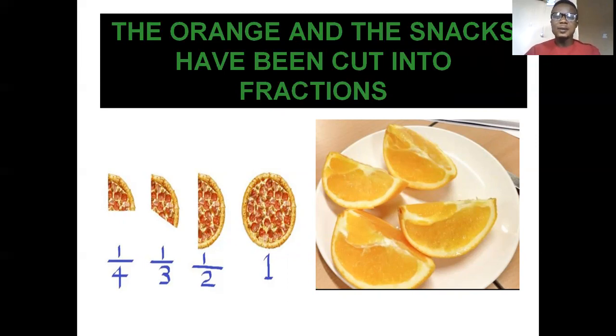You can see the cake beside or the snacks being cut into several parts. When you bring out just one part, you see it's 1 out of 4. You can see 1 over 3, 1 over 2, which is half, etc. So a fraction is just a part of a whole. Anything that is not complete gives us a fraction.